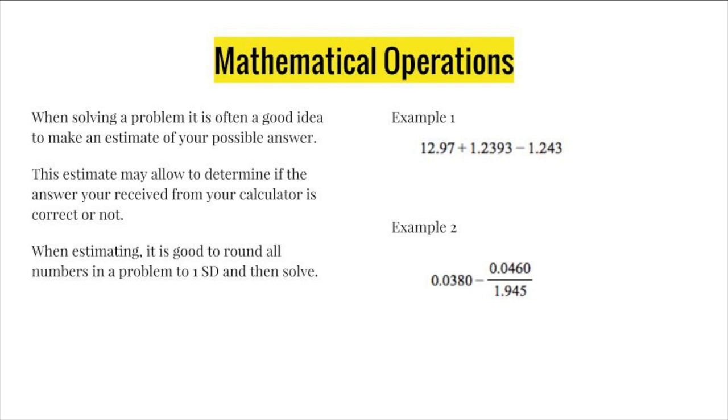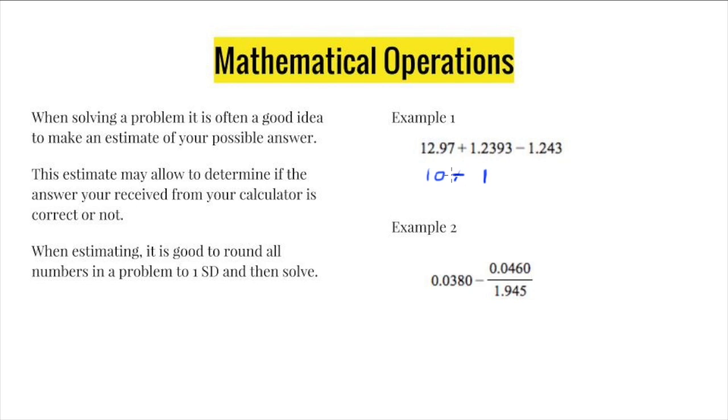And one way we do that is when we see all these numbers like 12.97 plus 1.2393 minus 1.243, we can't really add that up and subtract all in our head. So what we do is we take an estimate, and the best way of doing that is round everything to one significant digit. So the number 12.97, when we round that to just one significant digit, we just get the number 10. All right, and then we are going to round the next number, 1.2393, to one significant digit, and we just get 1.